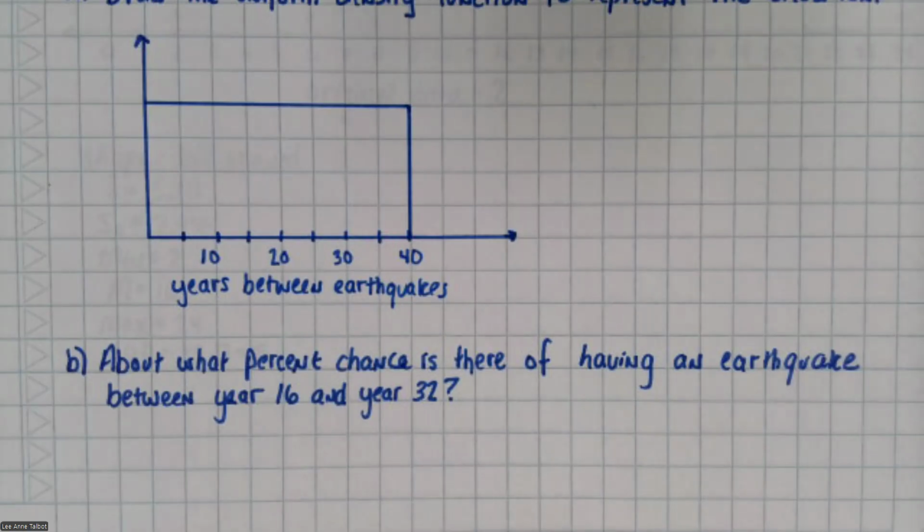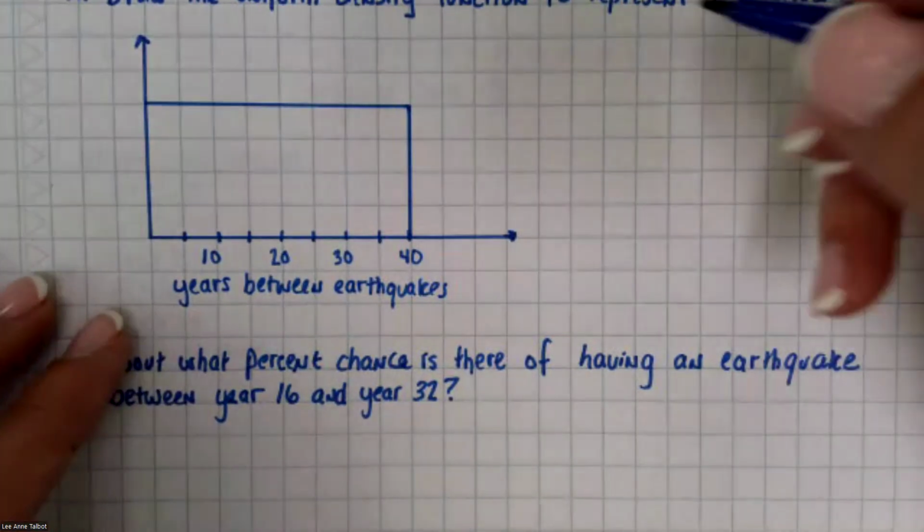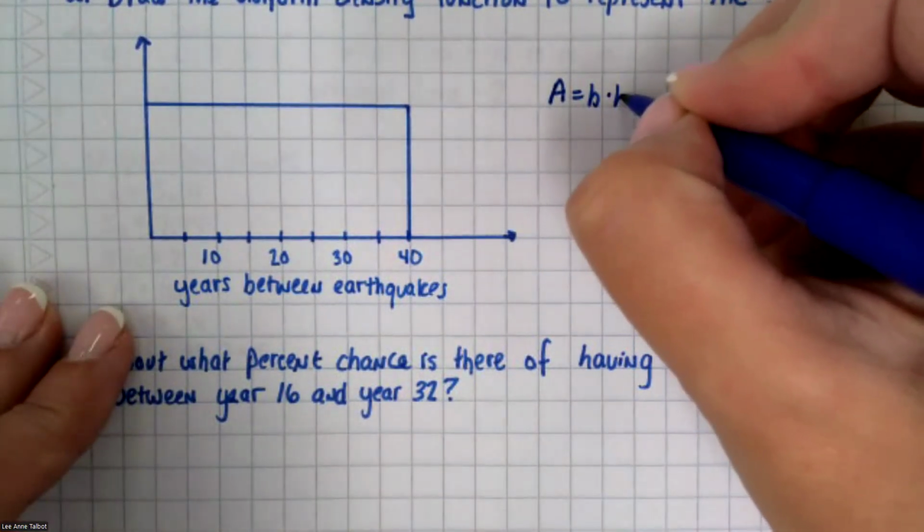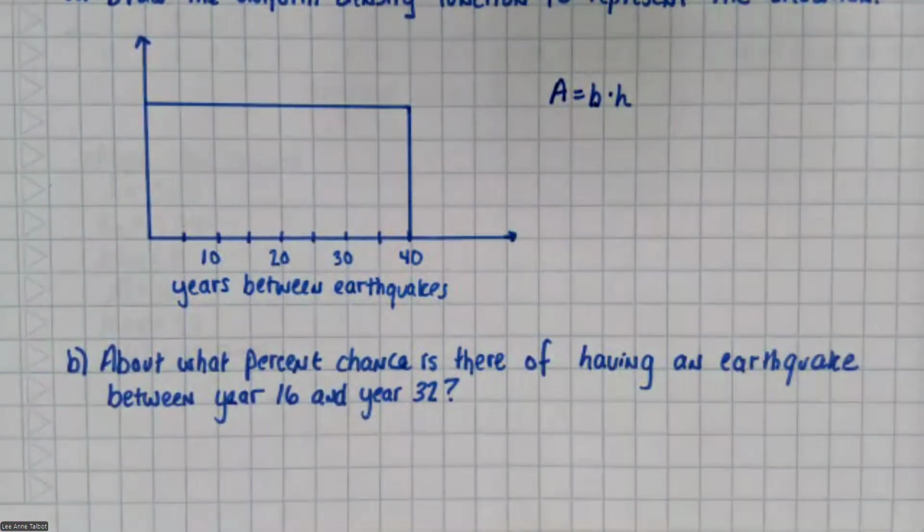So there's one formula that we use for these problems, all of them. If you ever see a uniform density function problem, they all use the same formula, and it's nothing you've ever seen before. It's area equals base times height. I know. Shocking information here.